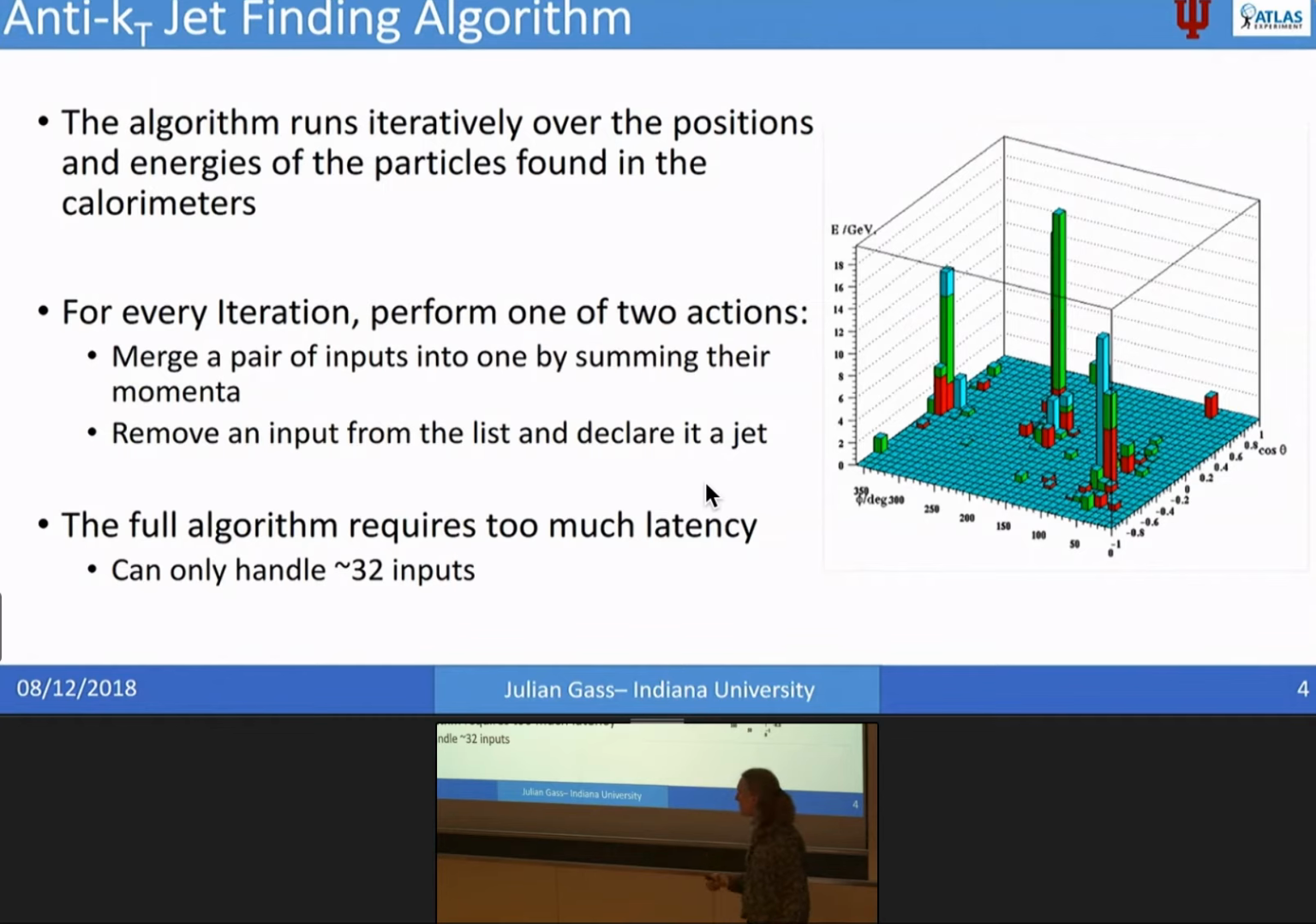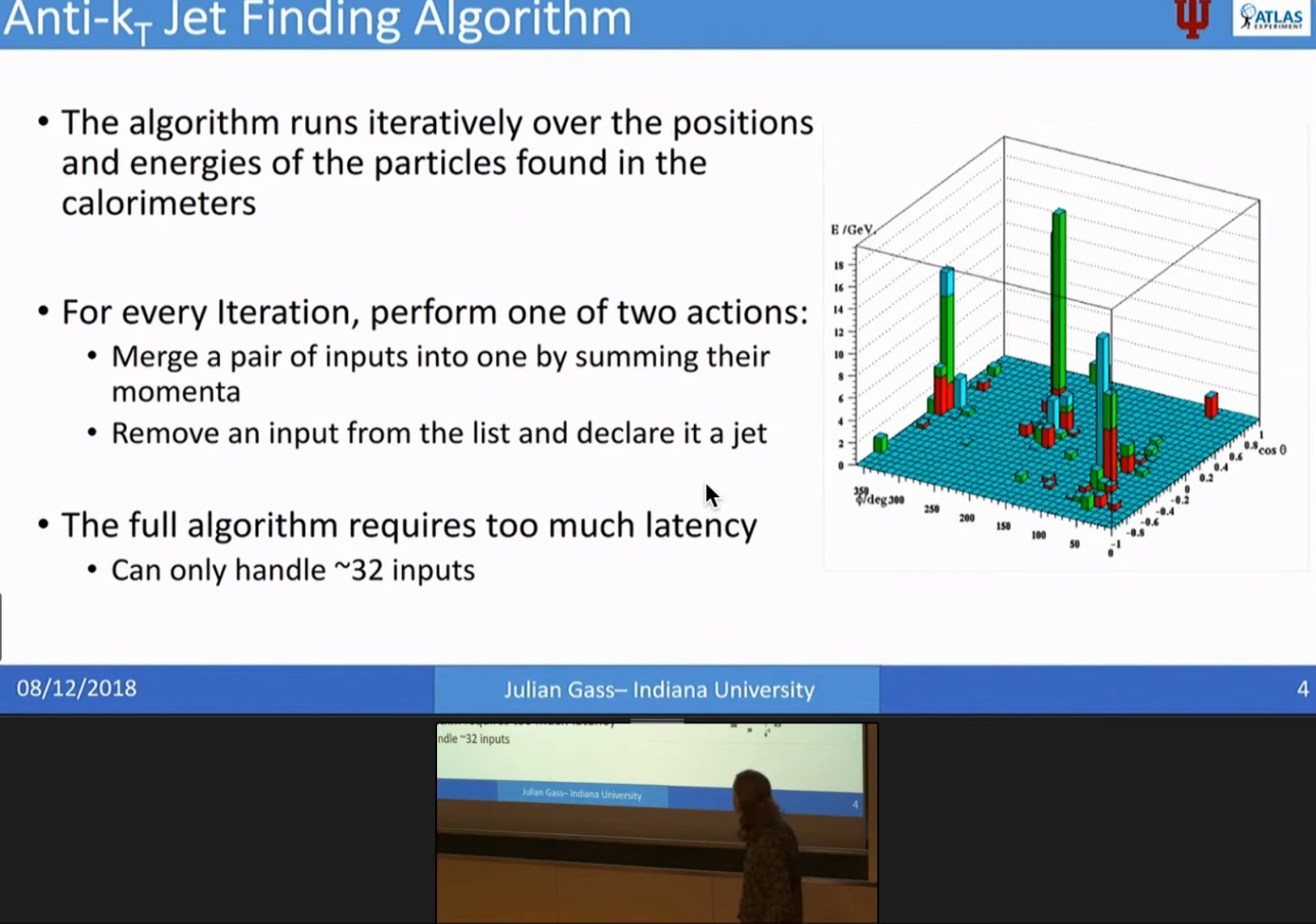And running the calculations on this with the most advanced hardware today, this would mean that the anti-KT algorithm can only handle around 32 inputs, which, as I'll show later, is far below the amount of inputs that you generally see from a calorimeter. So we have to somehow get around this.